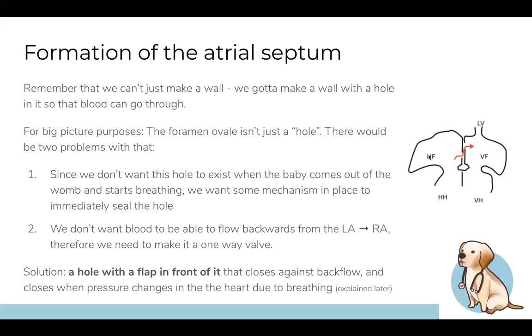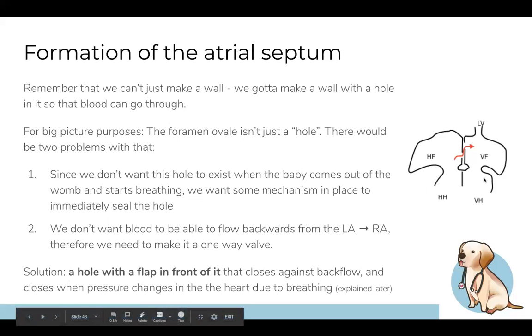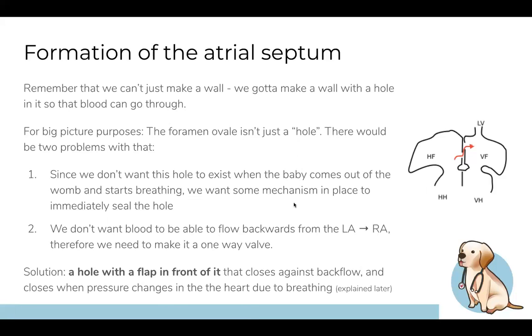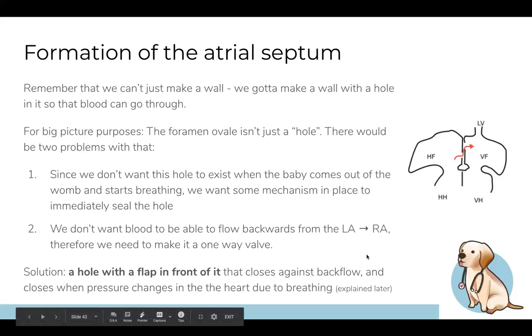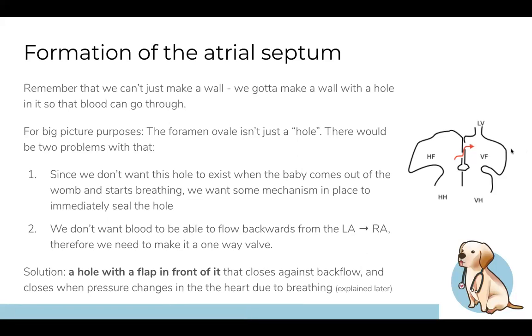Secondly, we want things to be able to flow from right to left, but not left to right. Why do I keep saying left to right? It's meant to be right to left. Oh, right, no, that makes sense, sorry. So we don't want things to be able to flow from left to right. We only want them going in one direction. So the solution: we make a hole, we stick a flap in front of it. If you try and flow backwards, the flap closes and it can't go through. And when you start breathing, the pressures in the heart will change, and that will also close it up.